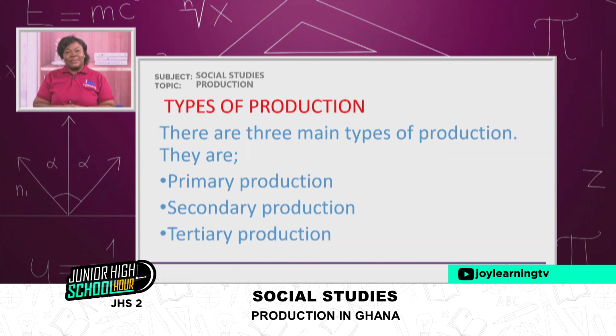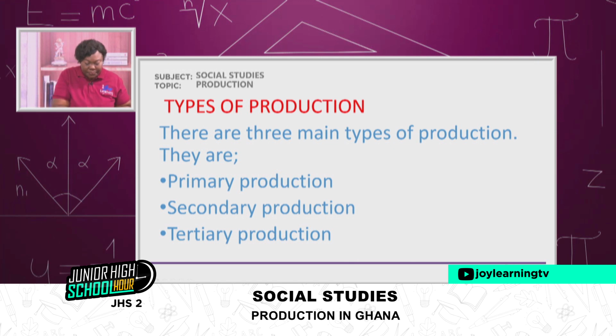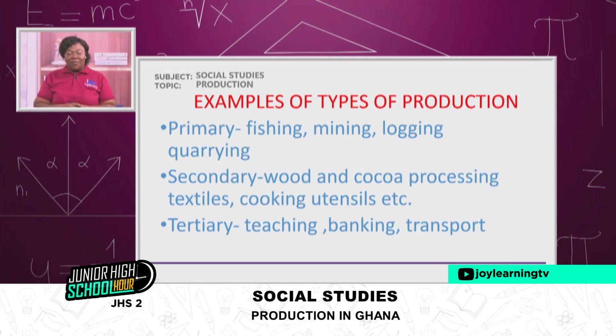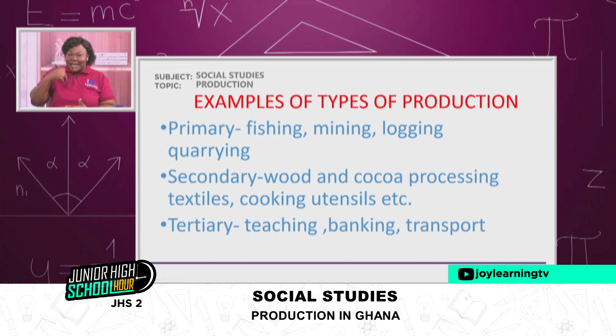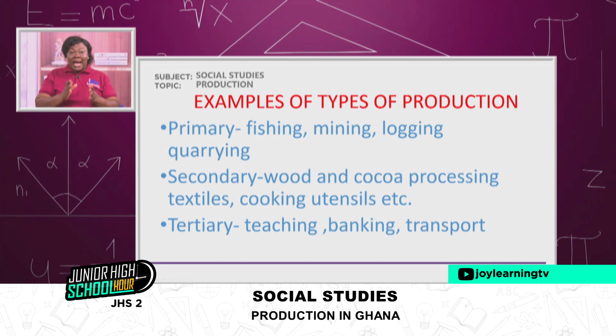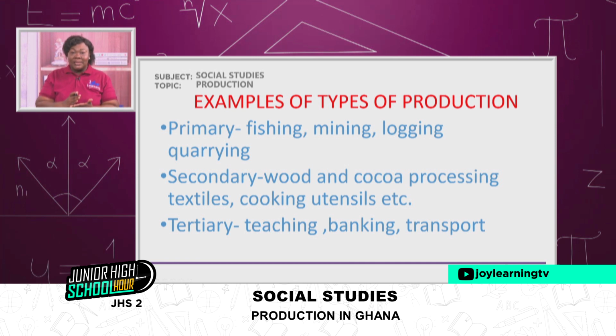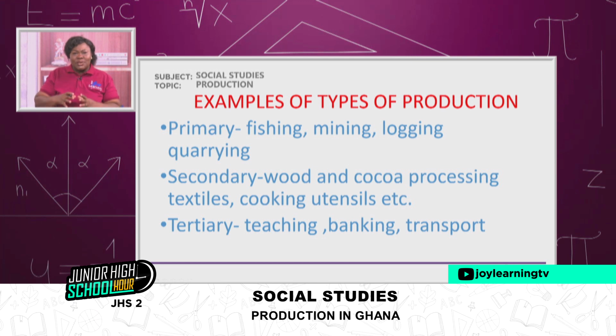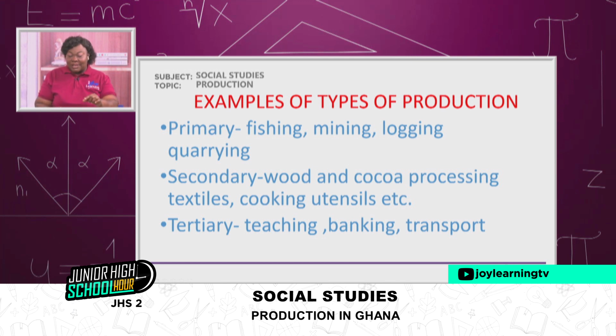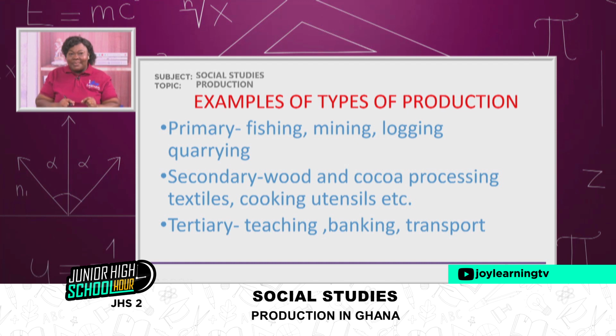Now let's look at the types of production. So if we have production, then we will definitely have types, as we mentioned in the introduction. So there are 3 main types of production. They are the primary production, the secondary, and then the tertiary production. Examples of the types of production. So as we just mentioned earlier on, we have the primary, the secondary, and the tertiary. And so all these also have examples. That's why I captioned it, examples of types of production.